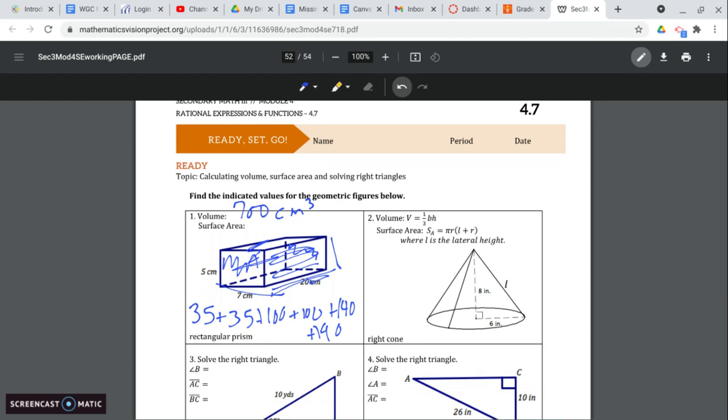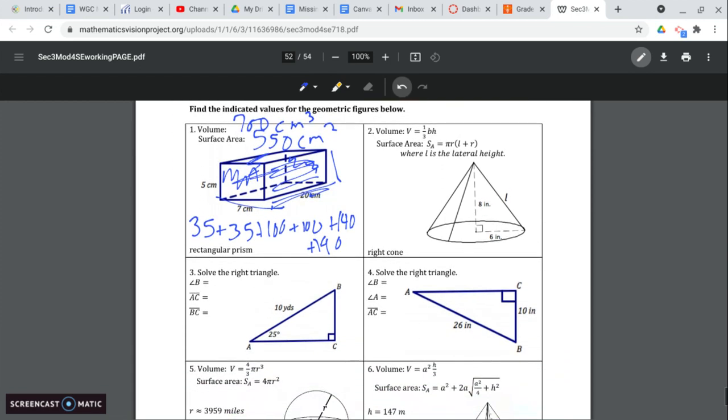We add all those together. So 140 plus 140 plus 100 plus 100 plus 35 plus 35 is going to give us 550 centimeters squared. All right, now volume of a cone is 1/3 base times height.